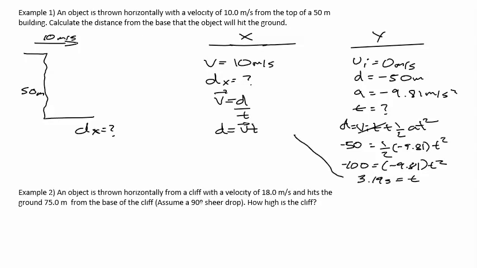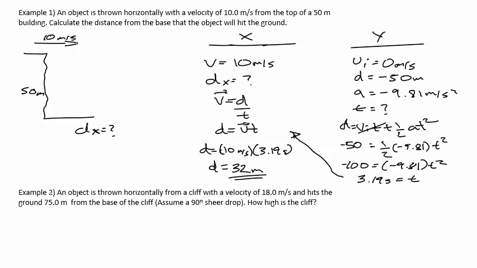Now, because this is happening at the same time, that means this time is also 3.19 seconds. So d being v times t, 10 meters per second, multiplied by 3.19 seconds, gets you a displacement of 31.9 meters, or 32 meters to 2 significant digits.